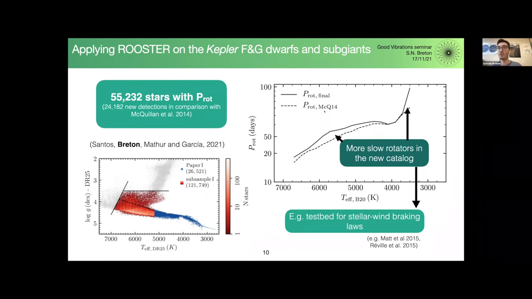But what does it mean also in terms of physics? We have more rotation periods for the M dwarfs, and for the other spectral types, we have more slow rotators. So this means that it could be, for example, used as a test bed for stellar wind-braking laws.